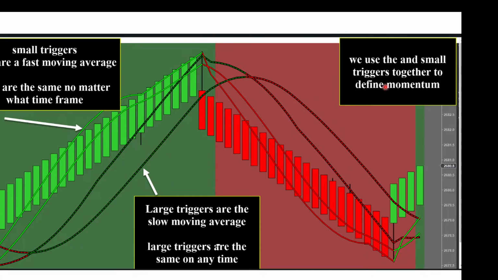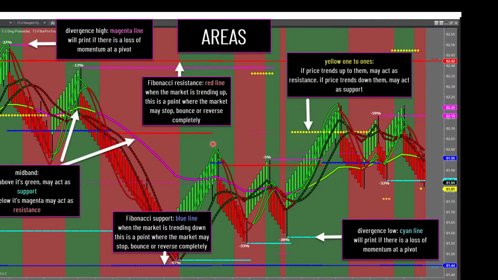Initially, we're going to use them to define momentum. Rule number one is nothing more than trigger lines. You don't need fibs. You don't need areas. Hell, you don't even know what the trend is. But trigger lines define momentum first. And then you're also going to see areas. And areas are amazing. Areas are just the lines on your large chart. That's it. Lines on your small chart, lines on your range chart. Doesn't matter what kind of chart it is. You're going to see areas. So we're going to give them a name.